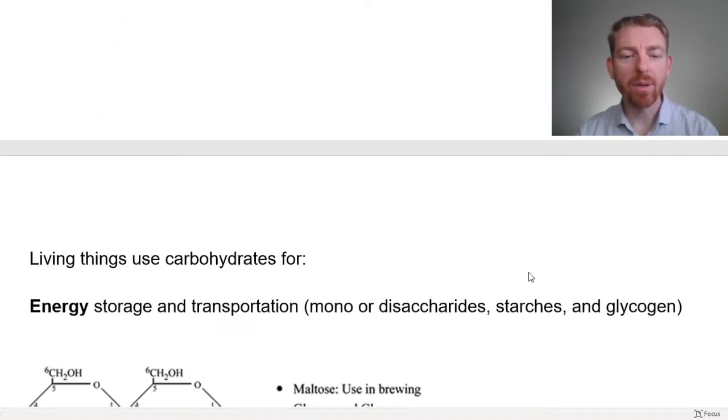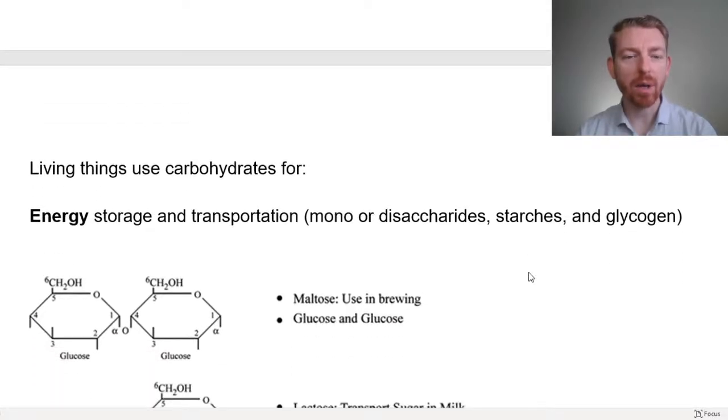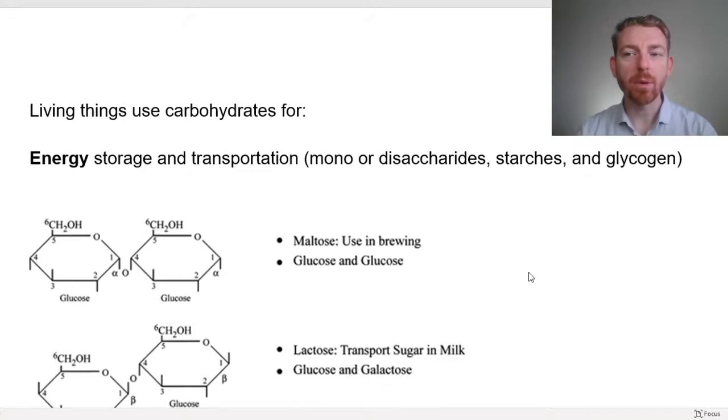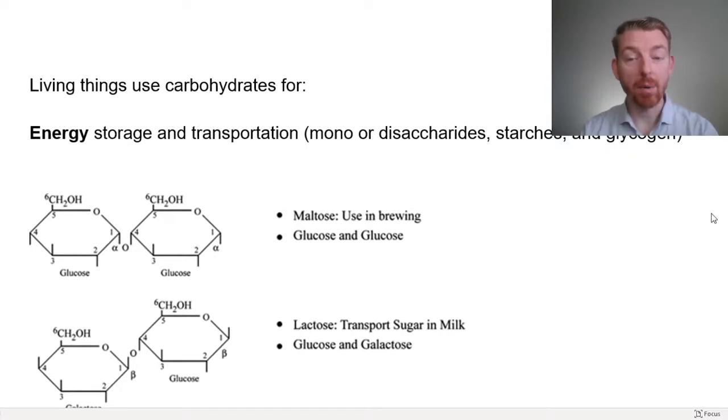So let's look at a few reasons why living organisms would use carbohydrates. Number one is the one that we would most commonly think of: energy storage and transportation. Storage, yes, even though we don't produce the carbohydrates, it's what we're taking in and eating and using for our energy. Some of the simple disaccharides, which are made out of monosaccharides, we already saw sucrose.